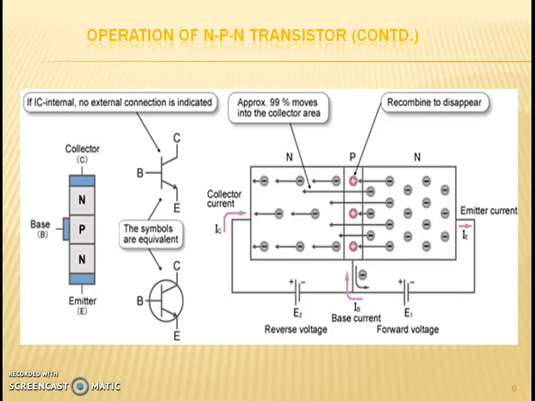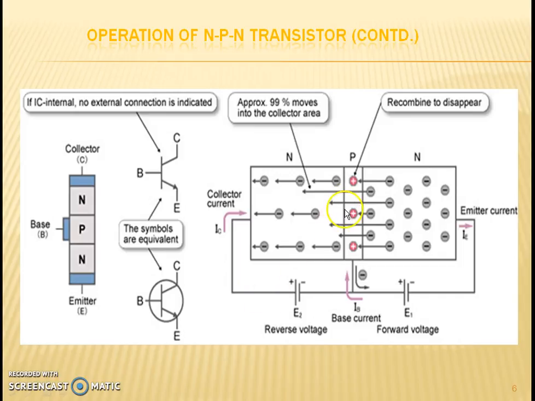We know that the base region is very thin and lightly doped. As the base region is very thin, it means that the number of holes present in the base region is few. Hence, of the electrons injected from the emitter, only a very few electrons recombine with the holes in the base region. That's why we keep the base region thin, so that minimum recombination of electrons and holes takes place. Now this constitutes the base current, that is IB. The base current is very small as compared to the emitter current.